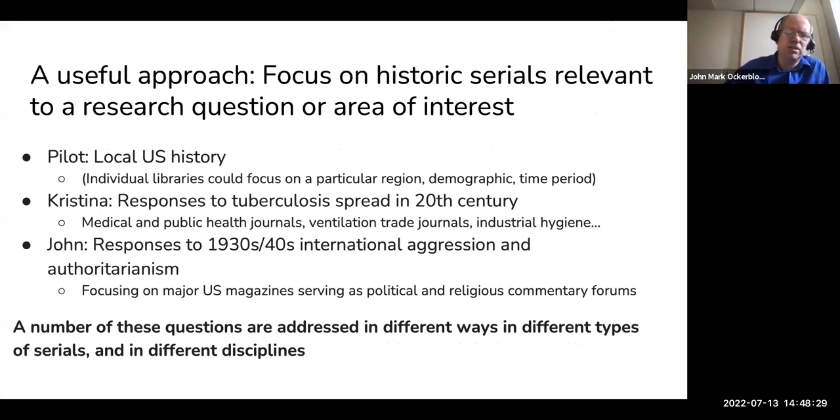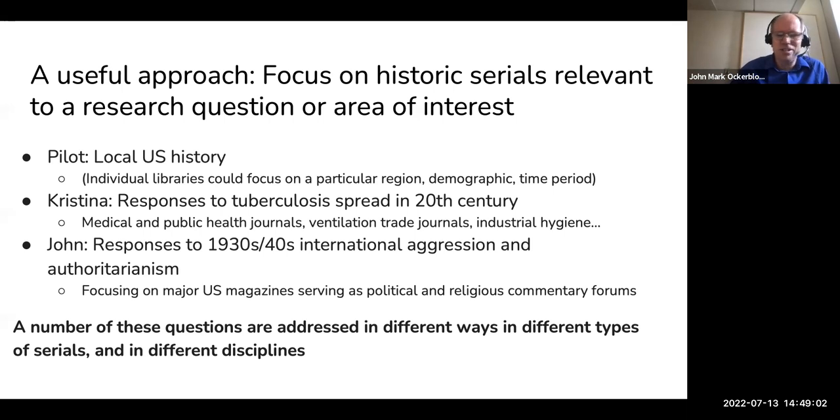So Christina already talked about our focus in the pilot, which was in local US history. Christina continued later on looking at serials that were responding in various ways to the spread of tuberculosis in the 20th century, looking at it from various angles: medicine, public health, trade journals dealing with ventilation systems, industrial hygiene, and such. And that is both of interest to people who want to know more about tuberculosis treatment historically, but also about any other infectious respiratory disease that people might encounter in the future.